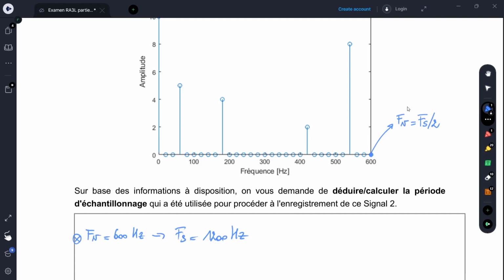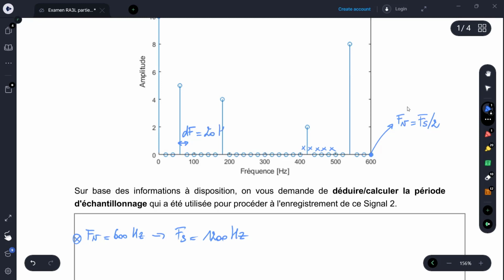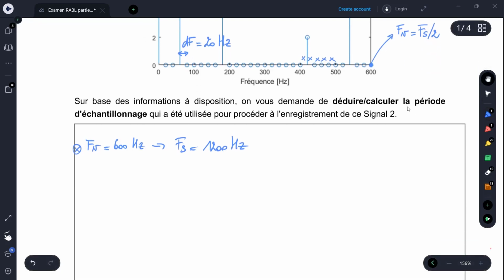La seconde façon de faire est la suivante. On va ici regarder une autre information qu'on a sous les yeux, qui correspond à la résolution fréquentielle. La résolution fréquentielle qu'on a sur le graphe en question, si vous regardez bien par exemple entre 400 et 500, on voit qu'on a ici 1, 2, 3, 4 et 5 espacements sur une plage de 100 Hz, ce qui veut dire qu'on se retrouve avec une résolution fréquentielle de 20 Hz. Alors en quoi est-ce que ça va nous aider de savoir qu'on a une résolution fréquentielle de 20 Hz ?